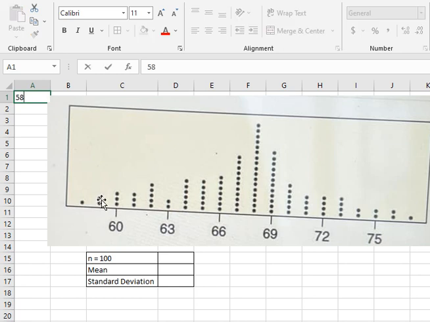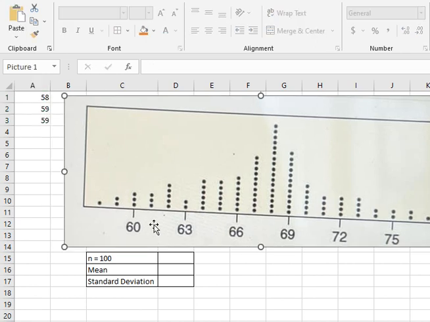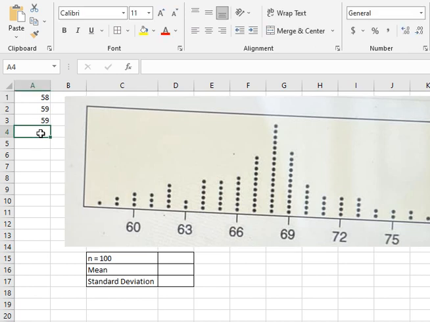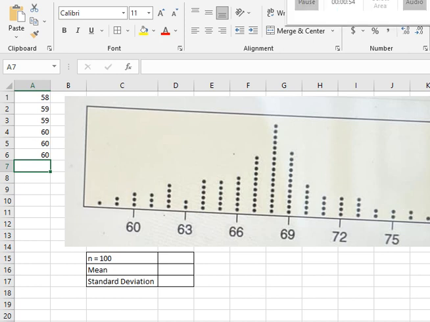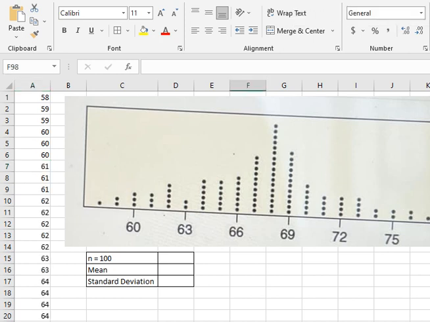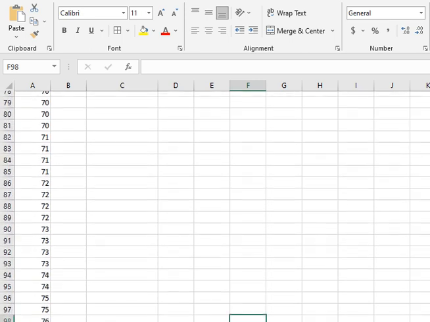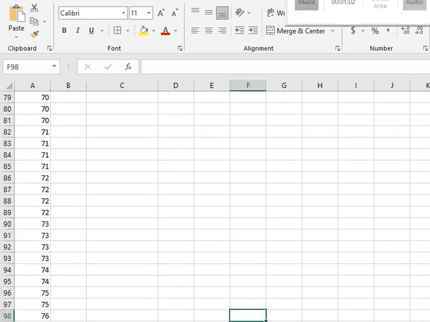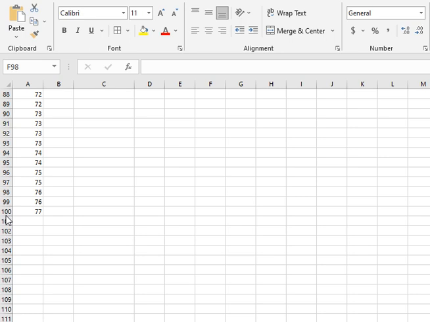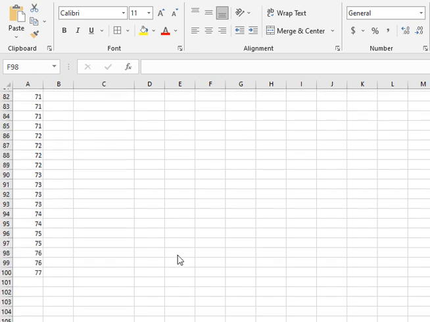Now we have two dots that is about 59 and 59. Three dots that is about 60, 60 and 60. Now we can do similar for the next one. So after we put the database like this, we got until n equals 100.